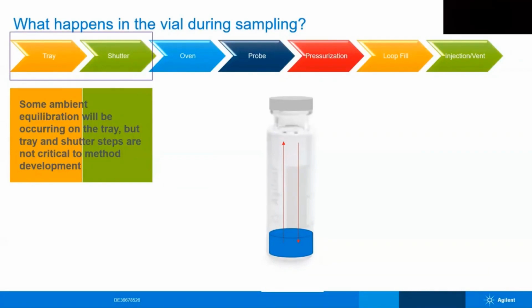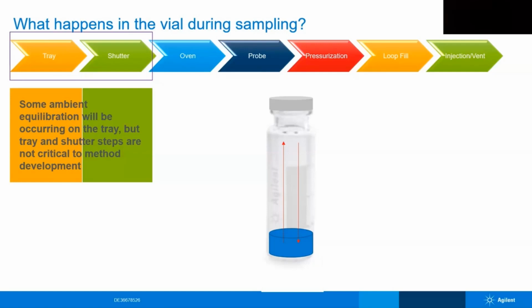Okay, so let's talk a little bit about what is going on inside of our headspace. What happens in our vial when the headspace starts its sampling process? We want to make sure that we have equilibration between our sample and our concentration of analytes in the headspace. And this happens in two different places.